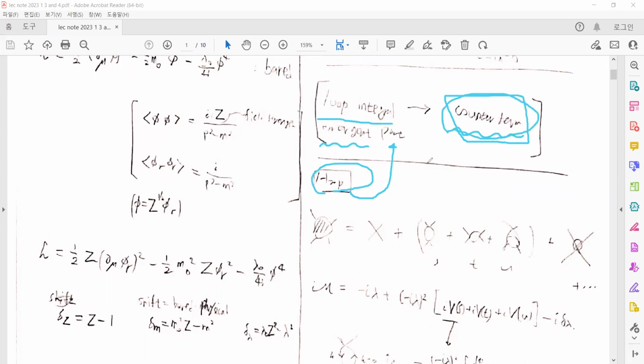So there is a very important point. First of all, the counterterm is introduced to remove the divergence. That is the first important rule of the counterterm. And as a result, if we add the counterterm into the Lagrangian, there will be a parameter shift, so-called running coupling or mass change.